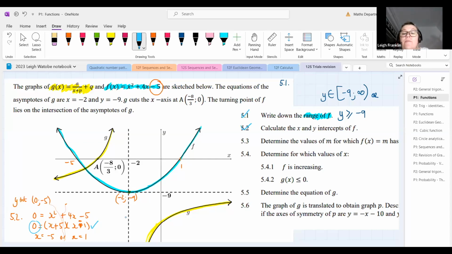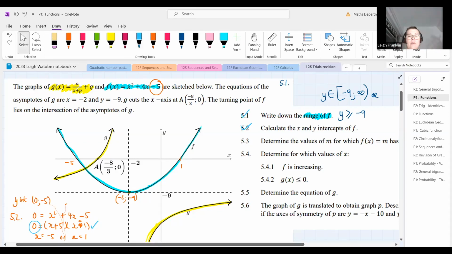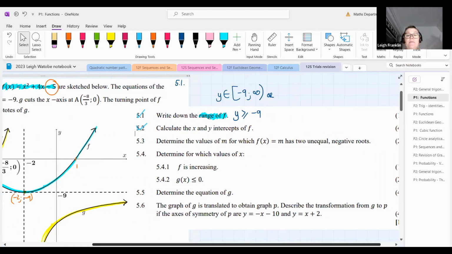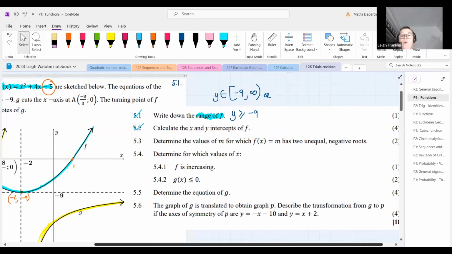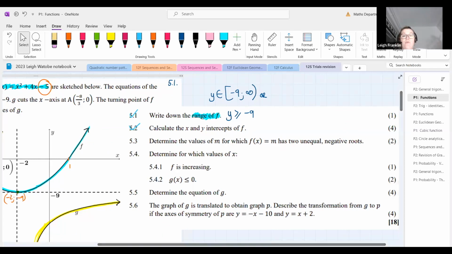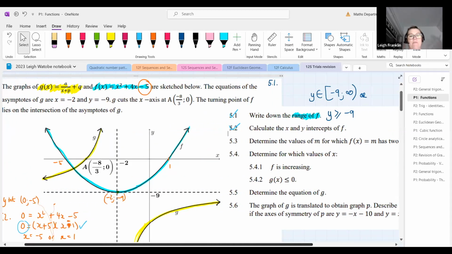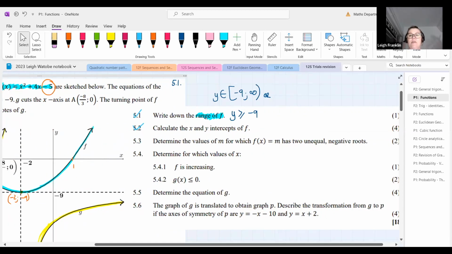Let's move on to the next thing. We've done 5.1 and 5.2. Now in question 5.3, let's just scooch over so we can see the question properly. Determine the values of m for which f of x equals m has two unequal negative roots. So first of all, what does f of x equals m mean? Can anybody explain that to me? What are we talking about here? F of x equals m. So remember, f of x is our parabola. So f of x equals m. What do they mean here?